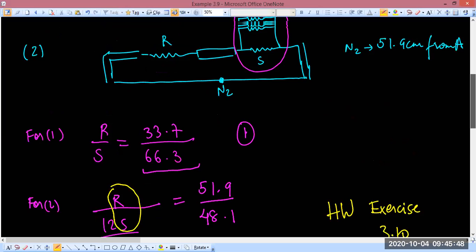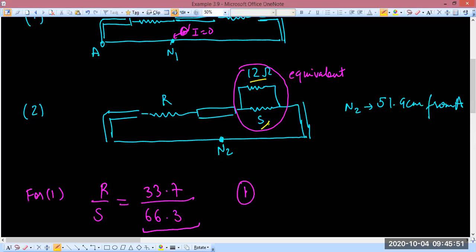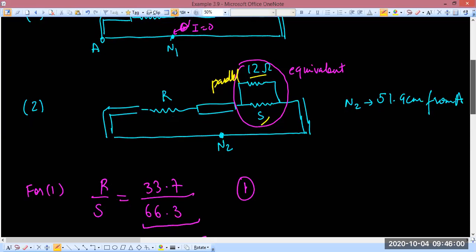Tanai, these two are in parallel. 12 ohm and S are in parallel. બરાબર ને? Right? So we are using the parallel formula.